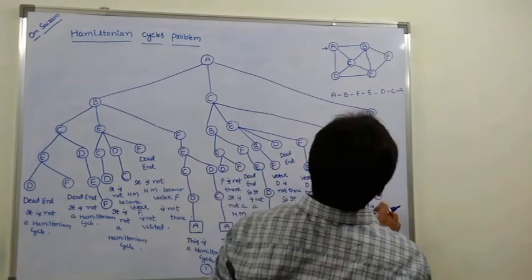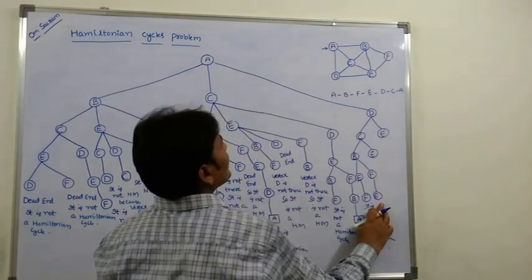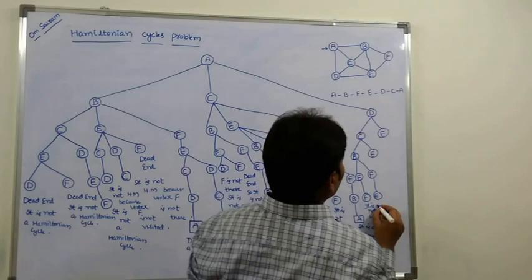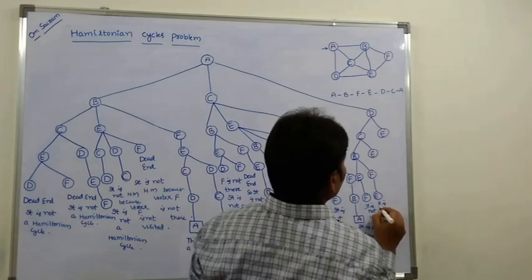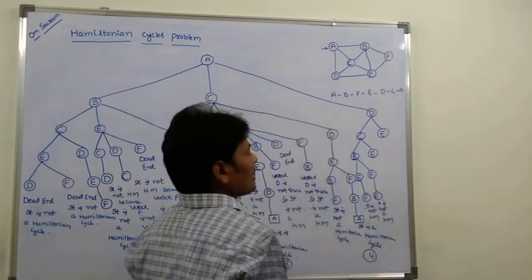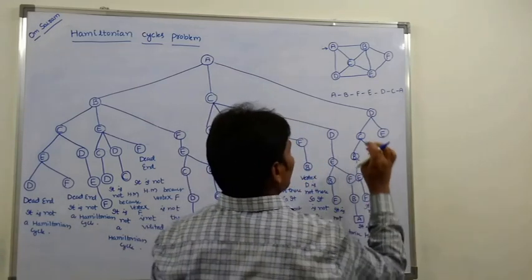But there is no direct path between vertex E and vertex E. So all vertices are visited, but it is not a Hamiltonian cycle. Next, backtrack to F, backtrack to B, backtrack to C.